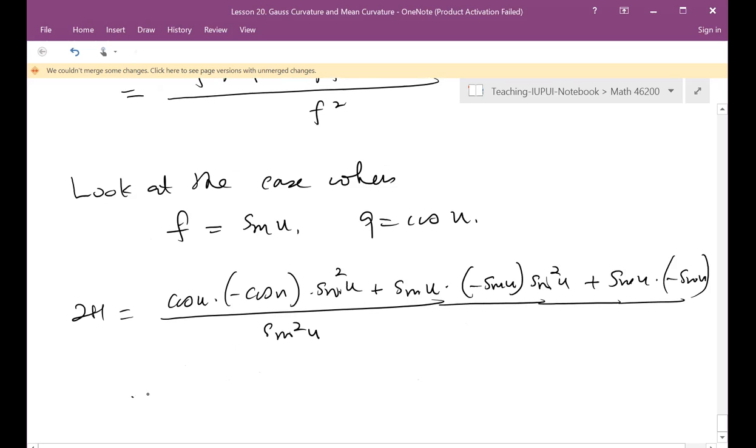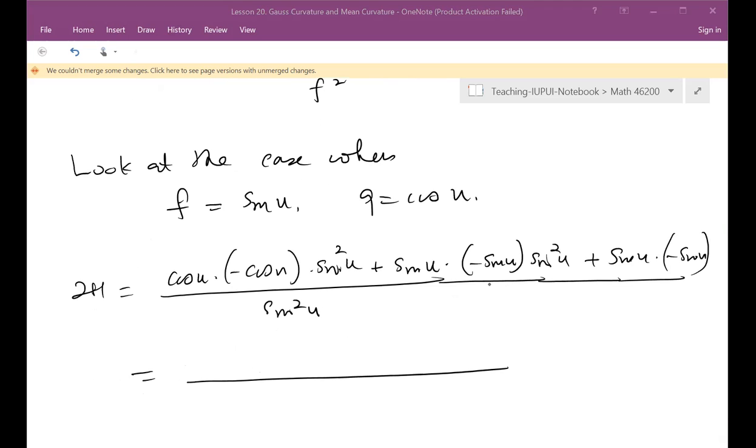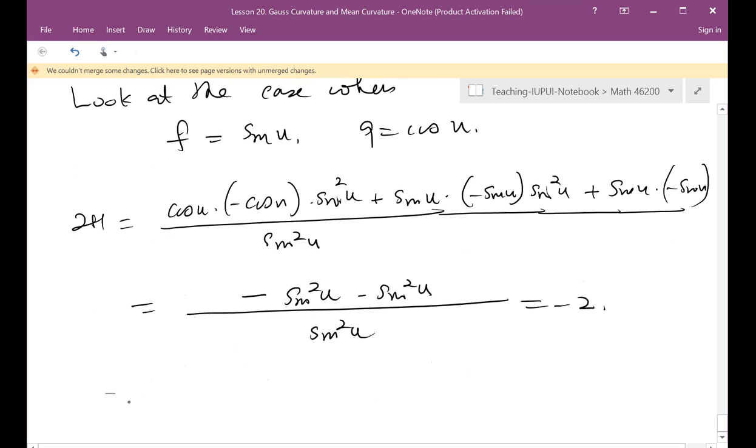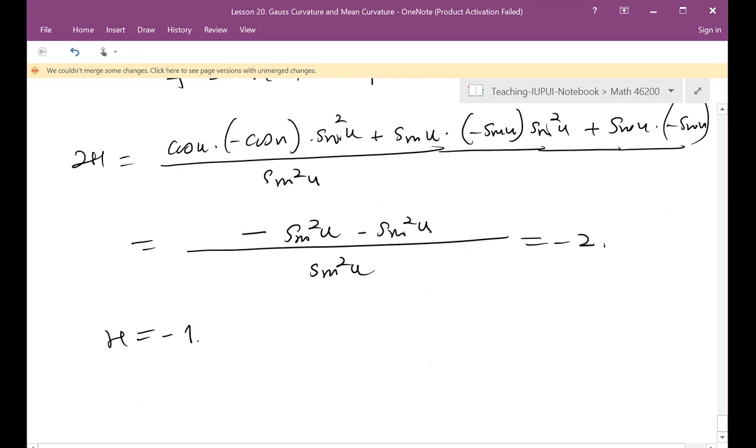And let's simplify it. You will get cosine square plus sine square is going to be 1. So negative sine square u minus sine square u, and here sine square u. So it's negative 2. So h is going to be negative 1.